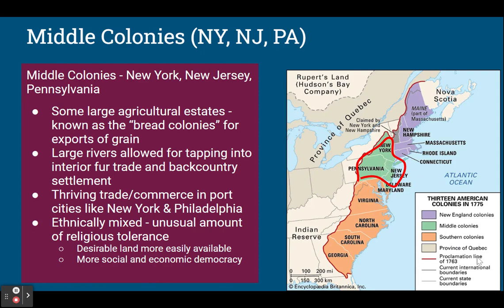So what we see here, there are some large agricultural estates. These areas were actually known as the bread colonies for their exports of grain. They definitely did not use the amount of slave labor that we see in the southern colonies. But they did have a lot more agriculture, or larger agriculture, than the New England colonies. They also had quite a few large rivers that allowed them to tap into the interior fur trade and more backcountry settlement. They also had a very thriving trade and commerce in port cities like New York and Philadelphia. Again, they had great natural harbors.